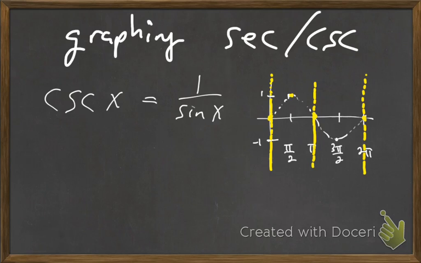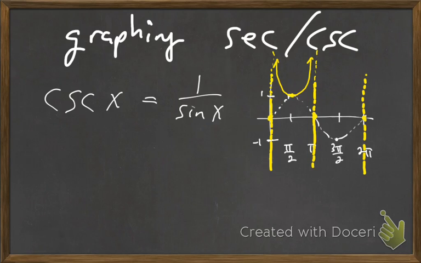Right here at pi over 2, the sine value is 1. 1 divided by 1 is 1. Now, as you go to the left, as the numbers on the sine graph approach 0, 1 divided by a number approaching 0 actually gets bigger. Same thing on the right hand side. Now it approaches the vertical asymptote, but it doesn't touch the vertical asymptote.